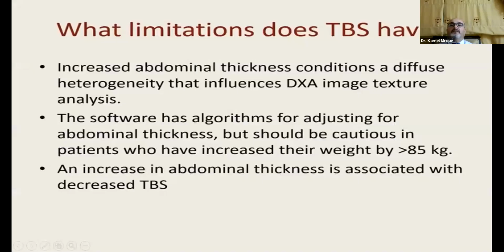Does TBS have some limitations? Yes. Studies have shown that the abdominal thickness of the patient causes some heterogeneity that influences the DEXA scan analysis. But the software has algorithms for adjusting for the abdominal thickness. But we should always be cautious with patients who have higher weight, more than 85 kilograms. An increase in abdominal thickness is associated with a falsely decreased TBS.